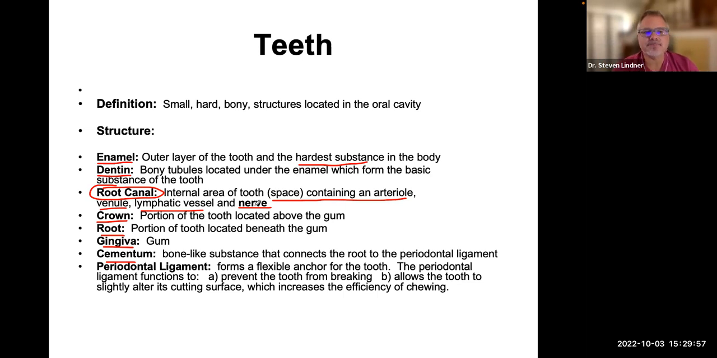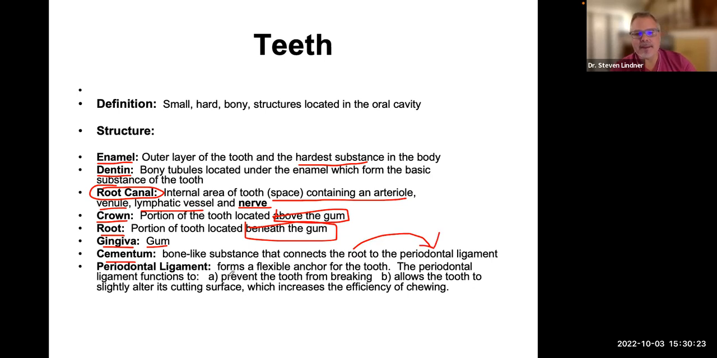The crown is the part of the tooth that's located above the gingiva or the gum, whereas the root, that's the part of the tooth that's beneath the gingiva or the gum. The gingiva is the gum, and the cementum is this bony-like substance that connects the root to the periodontal ligament.